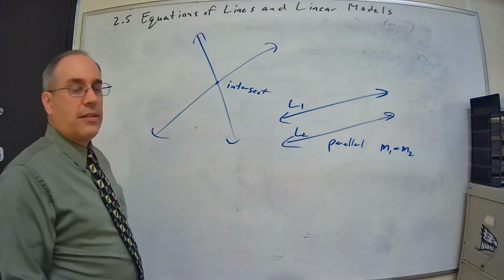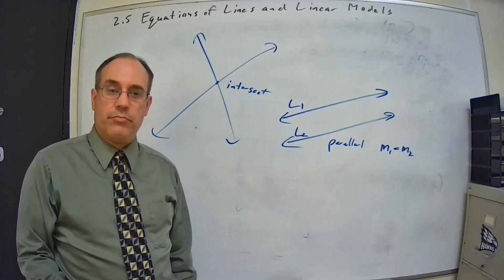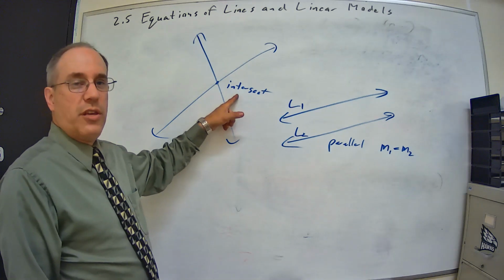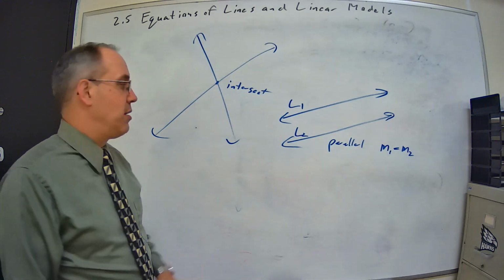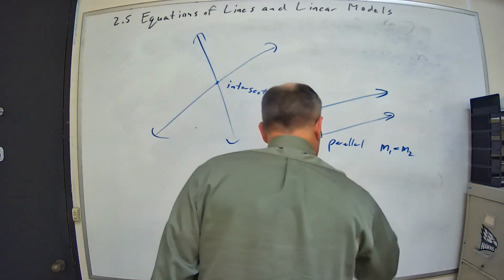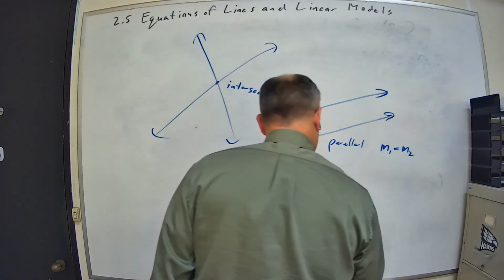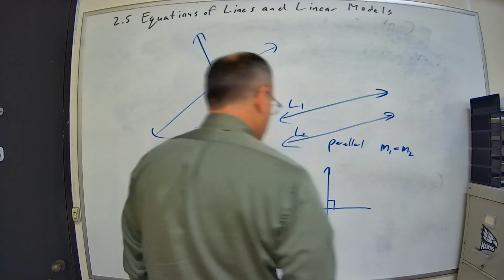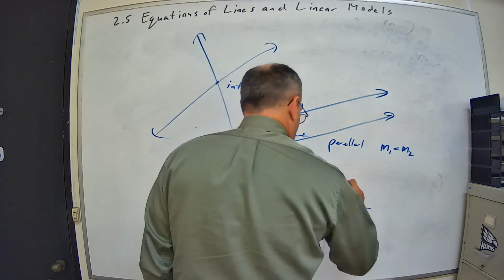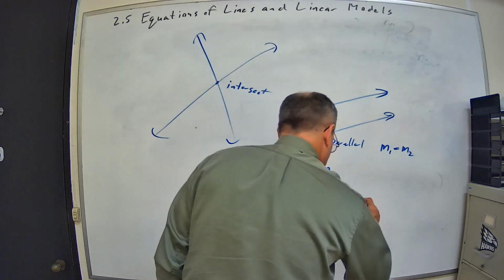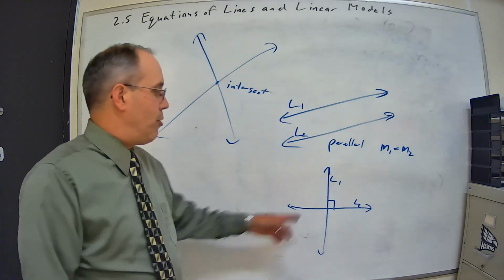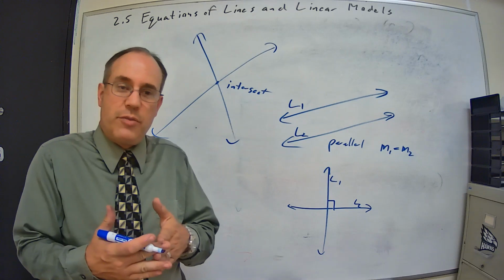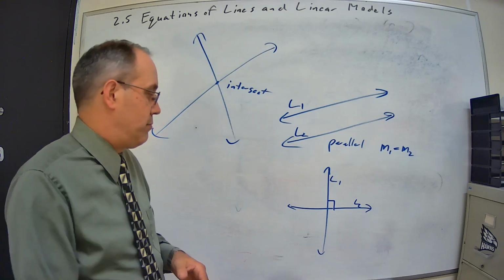If they intersect, then they don't have the same slope. But there's even a special case of intersecting, when L1 and L2 are perpendicular to each other, meaning that their intersection point forms a right angle.